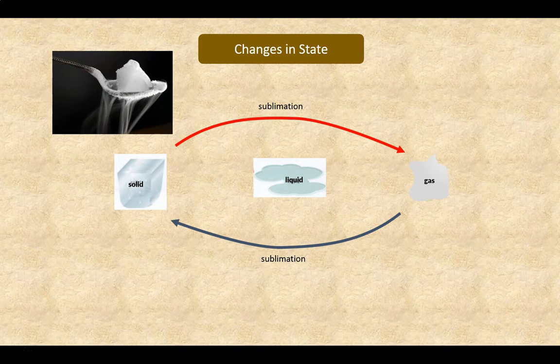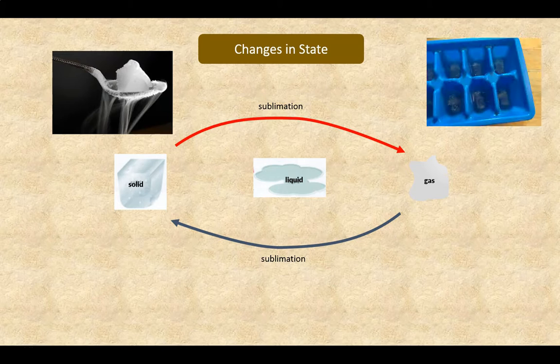A third example occurs in the freezer section of your refrigerator. If ice cubes are left in their tray for a long time, the ice will sublime into water vapor in the refrigerator and the ice cubes will shrink. This picture shows a rather extreme example of it.